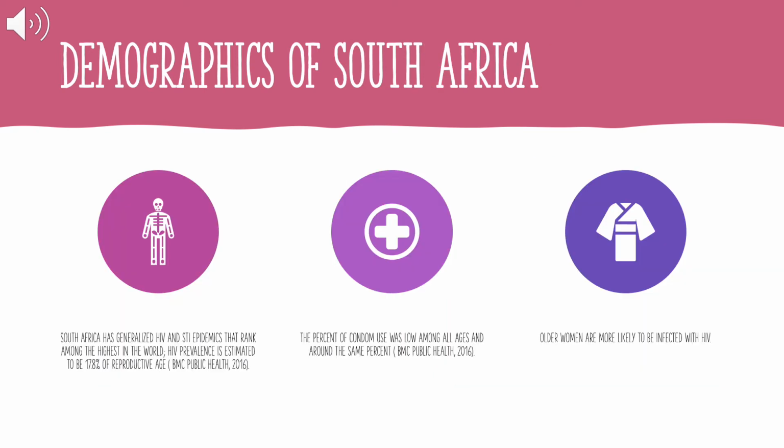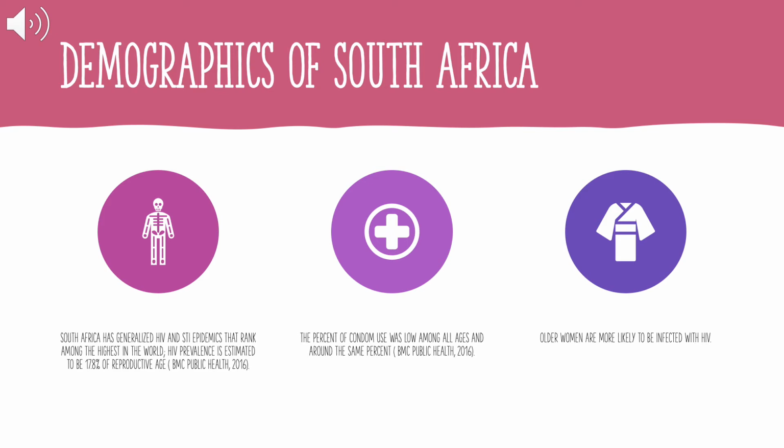On this slide, I'm going to be talking about the demographics of South Africa. South Africa has a generalized HIV and STI epidemic that ranks amongst the highest in the world. HIV prevalence is estimated to be 17.8% of reproductive age, and the percent of condom use was low among all ages and around the same percent, which I can understand.